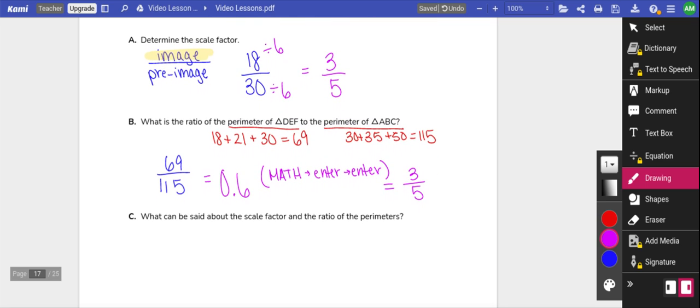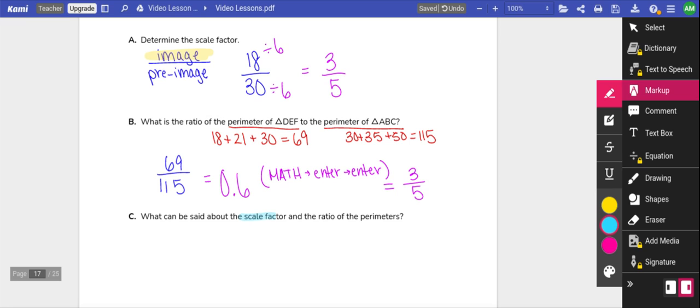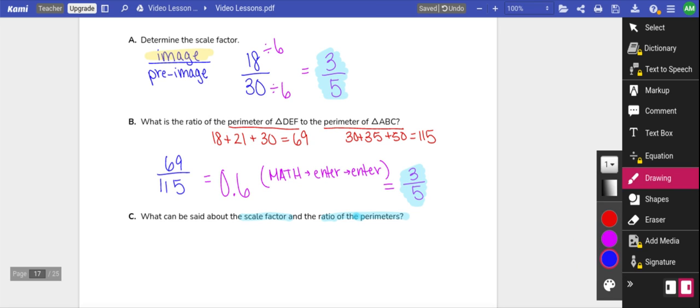Now, looking at the scale factor and the ratio of the perimeters, what can we say? Well, here's the scale factor. Here's the ratio of the perimeters. What do you notice about them? They're the same. So the scale factor and the ratio of the perimeters of similar figures are the same ratio. That's going to help us a lot when we have questions with missing information. So let's check out a few.